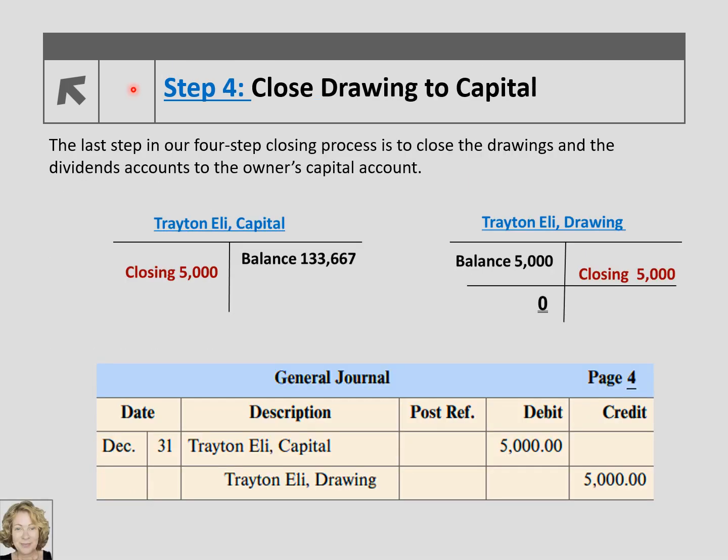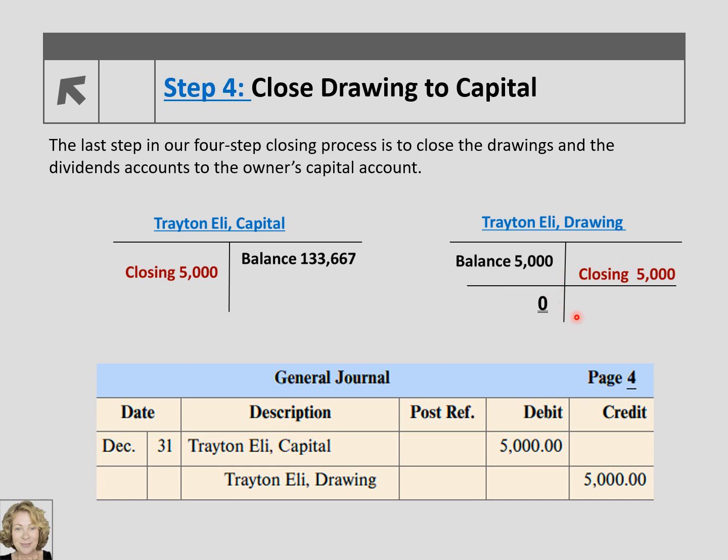The last step in our 4-step closing process involves closing the last temporary accounts, the drawing accounts and the dividend accounts, to the owner's capital account. We only have a drawing account with a debit balance of $5,000, which we need to close out to the owner's capital account. We debit Trayton Eli's capital and then credit Trayton Eli's drawing.